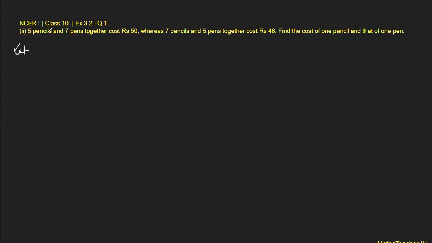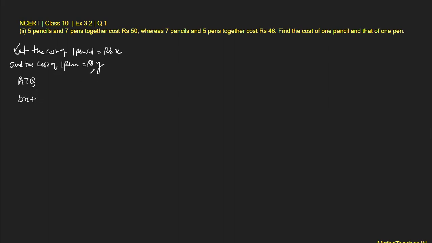Let the cost of one pencil be rupees X and the cost of one pen be rupees Y. Now, according to the question, 5 pencils and 7 pens together cost rupees 50. The cost of one pencil is rupees X, so the cost of 5 pencils will be 5X.